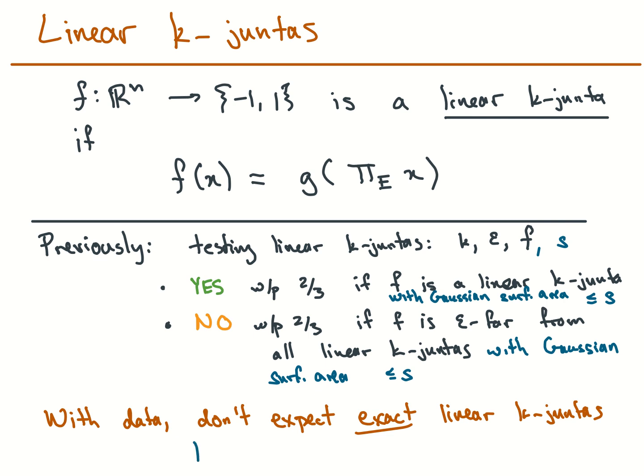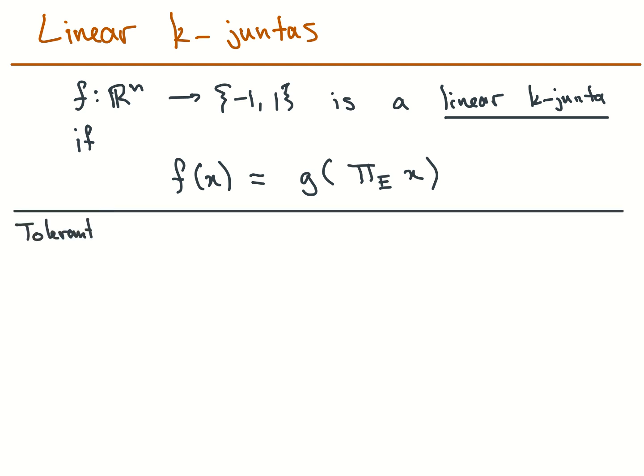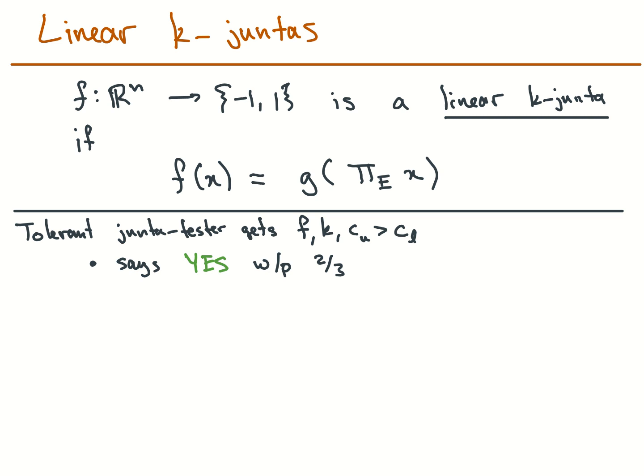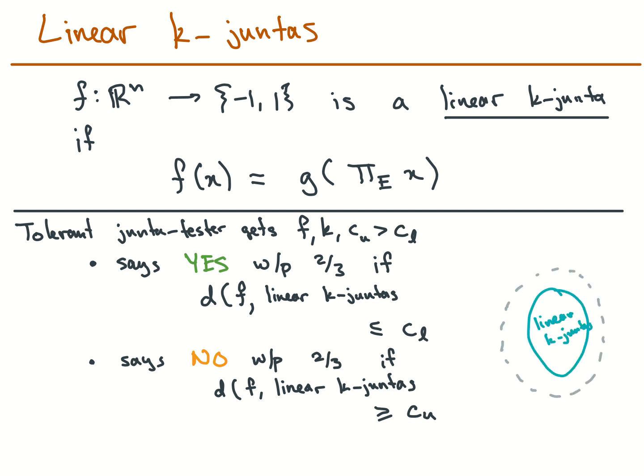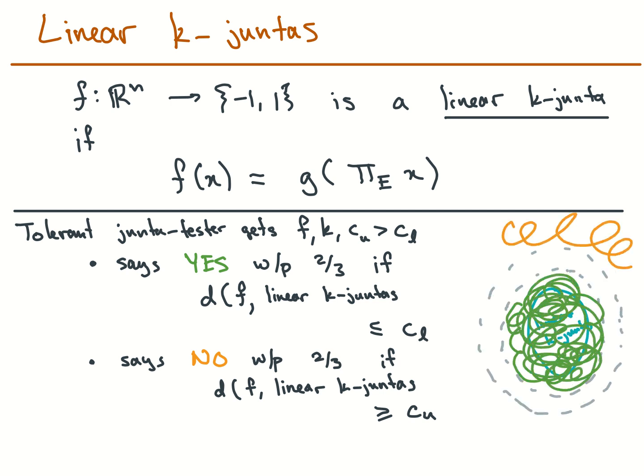This motivates the notion of tolerant testing. A tolerant junta tester is an algorithm that gets parameters k, the size of the junta. It gets 2 tolerance parameters, cu and cl, and the algorithm is supposed to return yes with probability at least 2/3 if the distance of your function from the class of linear k-juntas is at most cl, and no with probability 2/3 if the distance of your function from the class of linear k-juntas is at least cu. Cu has to be bigger than cl, u stands for upper, l stands for lower. In pictures, it looks like this. We return yes on some given neighborhood of the linear juntas and no outside of a larger neighborhood.